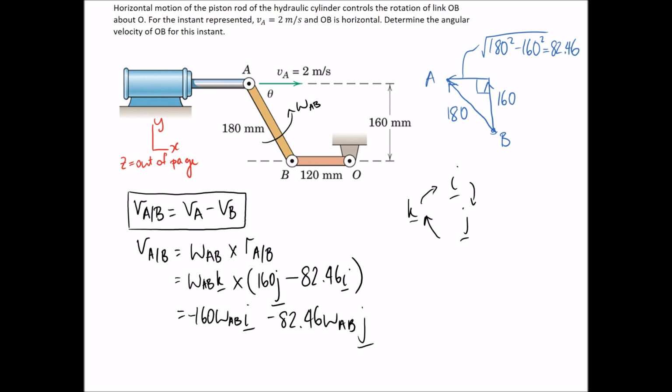So now we move on to the velocity of A, which was the next term in our equation. And fortunately we've been given this. We know it's 2 meters per second, so all we need to do is convert this into a vector form. And since it's basically running along the x-axis, we can just write this as positive 2i.